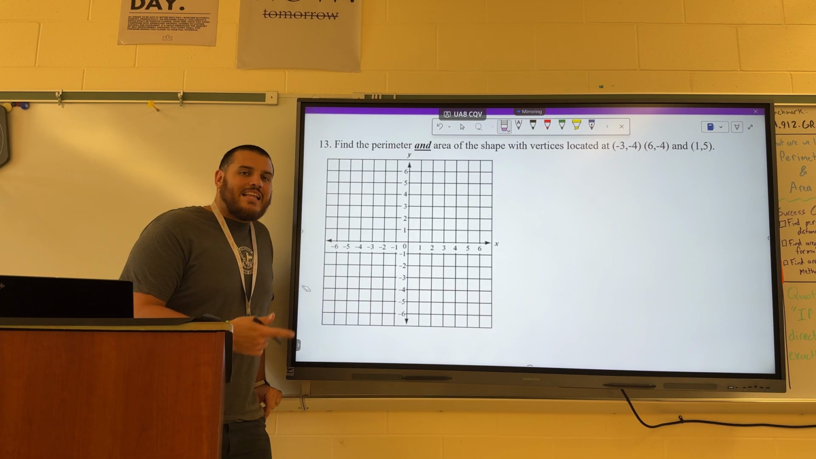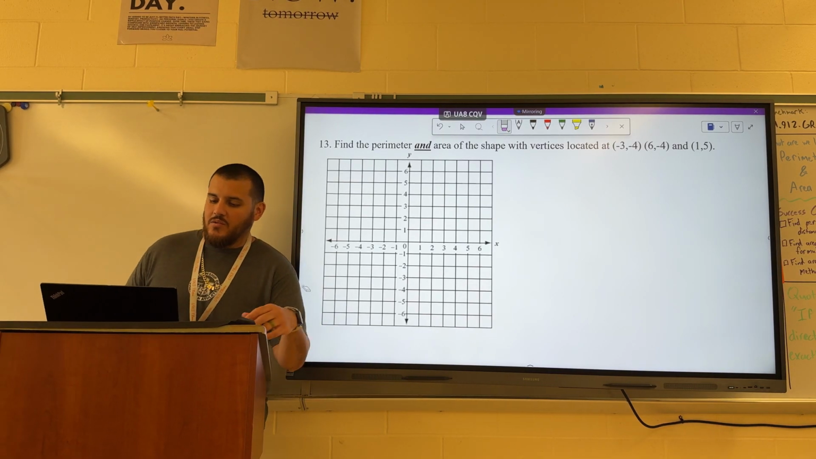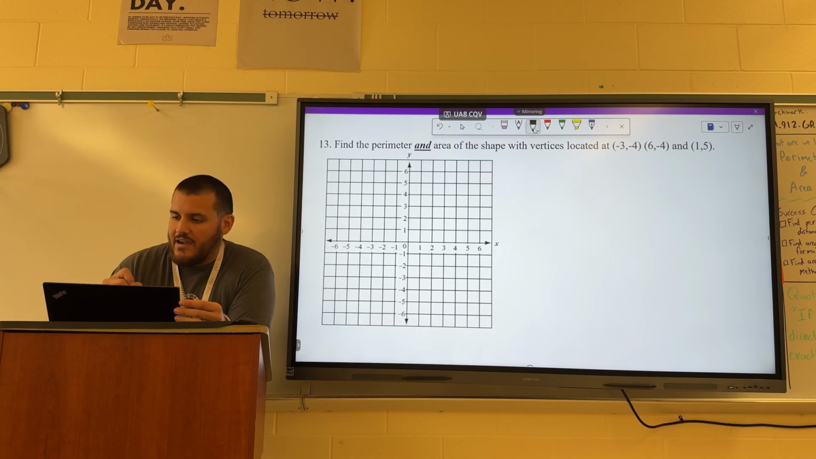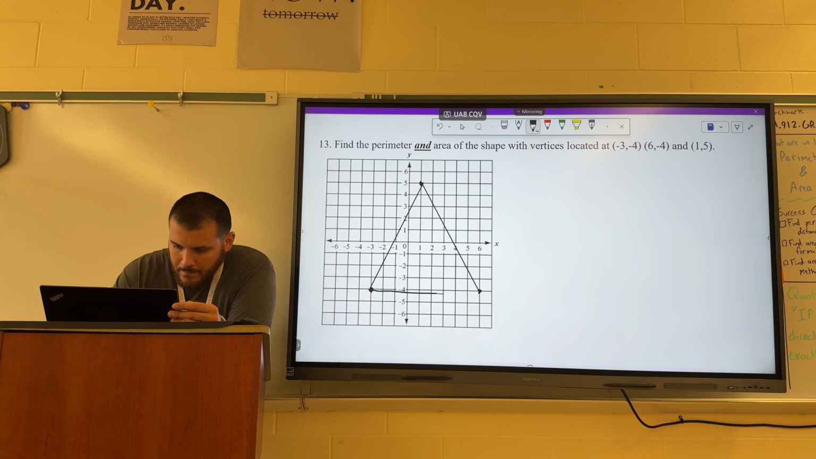of 1. Our last two questions involve perimeter and area on the coordinate plane. Starting with question 13, we're going to have a triangle. We have 3 points. We need to graph those on our graph. -3, -4 would end up right here. +6, -4 would end up right here. And we have +1, +5 right here. These can get connected to create our triangle, like so.